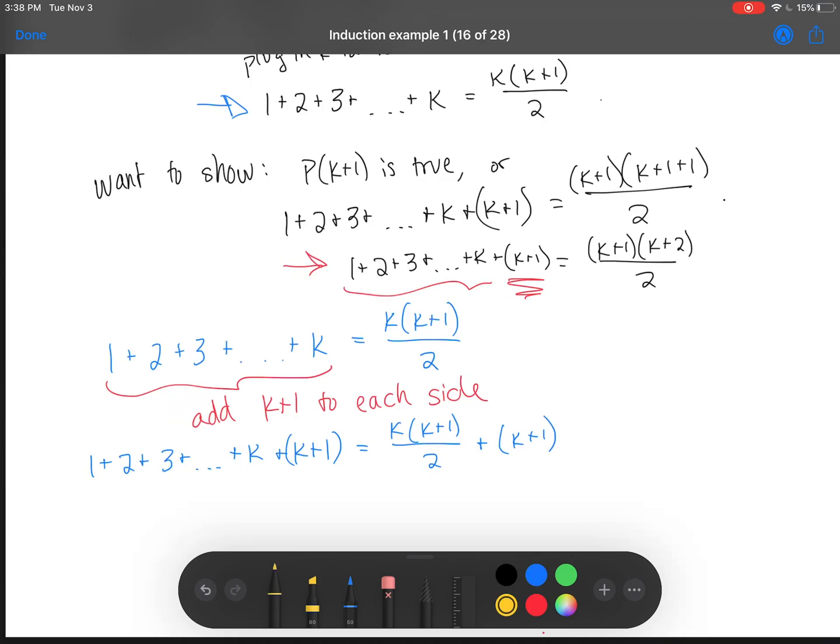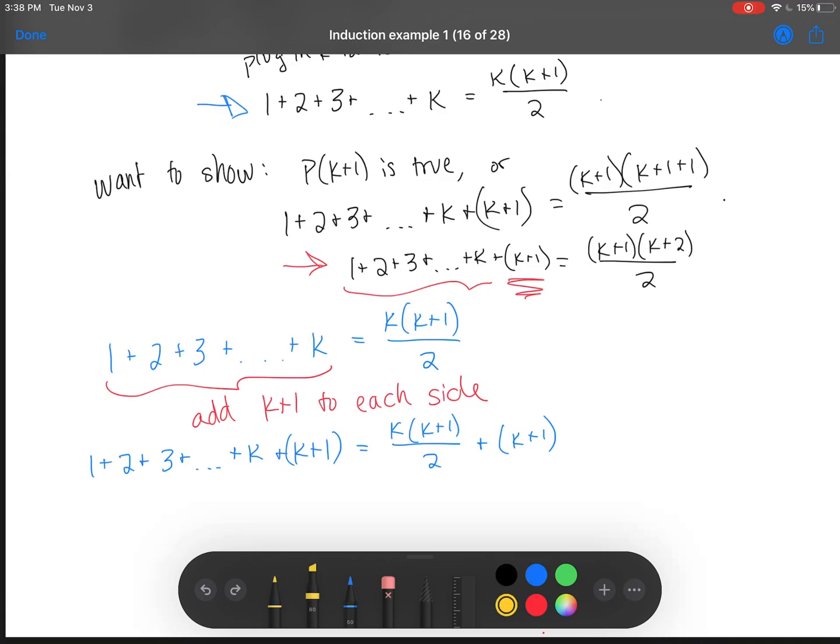So take a minute to make sure you agree that this equation that we just wrote down is the same as the one above it, which we know is true, except for the fact that we've added k plus 1 to each side. But that's okay mathematically, because that doesn't change the value of anything. So what we need to do at this point is try to show that this right-hand side looks like the right-hand side up here. Again, we're trying to see if we can get it to look like what we're trying to show is true.